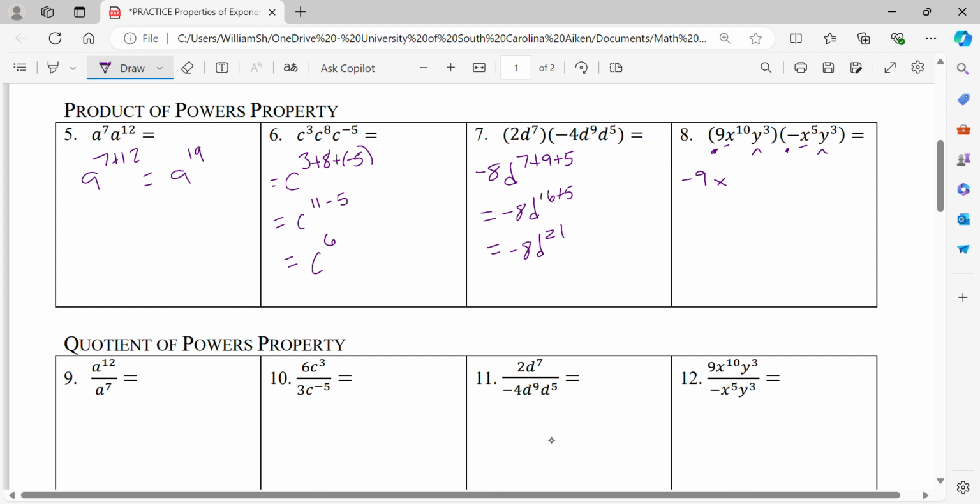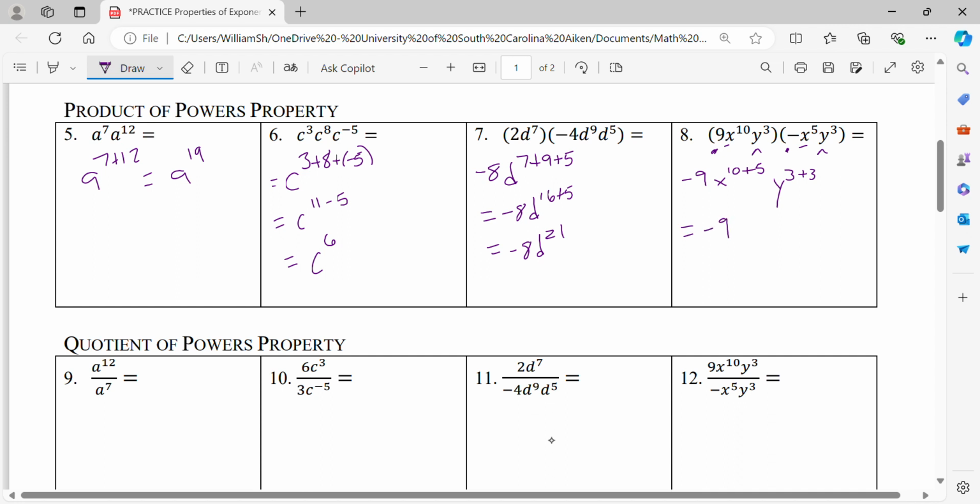I'm going to do a couple steps at once because we're in the last question of this subset here. But this is an x raised to the 10th, this is an x raised to the 5th. I'm just going to add those exponents. And then I'm going to do the same with the y. Here I have a y raised to the 3, and here I have another y raised to the 3. Just going to add those exponents.